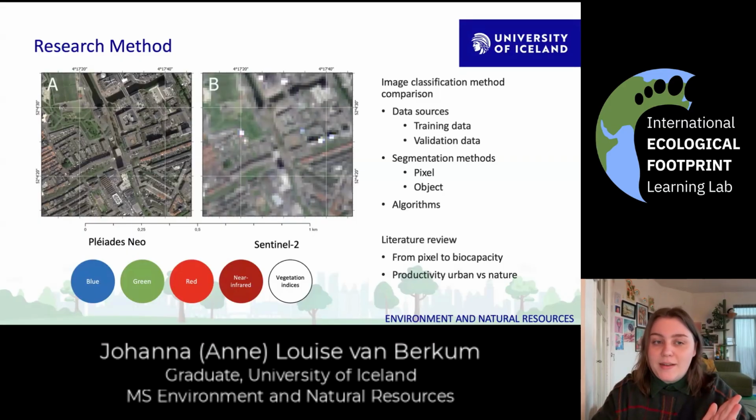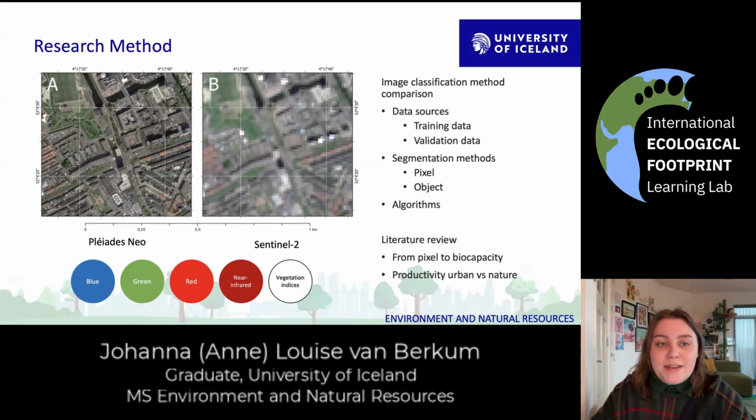Pleiades Neo is a multispectral satellite from Airbus. It's a commercial satellite, so the images are not free. And Sentinel-2 is a satellite from the European Space Agency. They are free, also multispectral. You can see here the main difference between the two is the resolution. So Pleiades Neo has a 1.2 meter resolution, whereas Sentinel-2 has a 10 meter resolution. And many studies in the past have said that 10 meter resolution is too coarse for urban applications, but for our application being a little bit different from those applications, we still use it as the comparison.